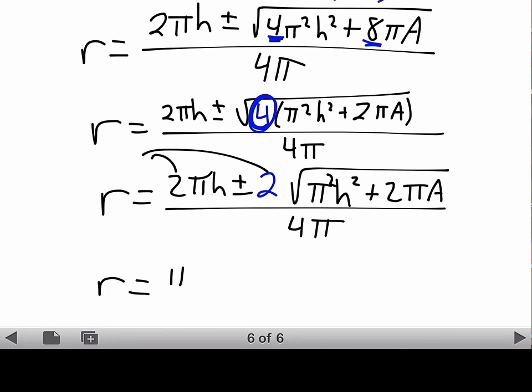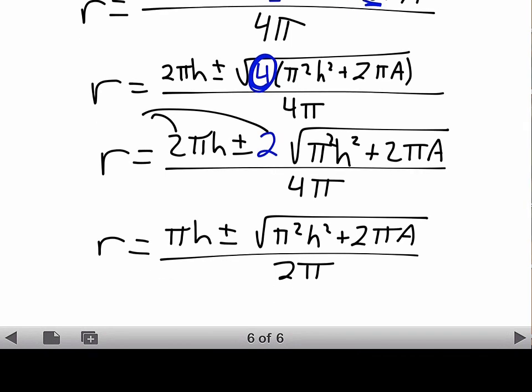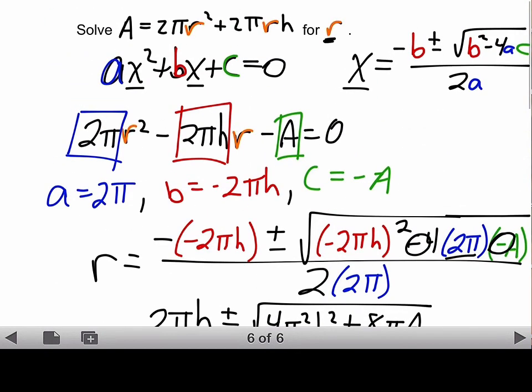R equals pi h plus or minus the square root of pi squared h squared plus 2 pi a all over 2 pi. And there's nothing I can do to further simplify this answer. I don't like the answer, but I don't always have to like it. This is that equation solved for r. That equation, by the way, if I can scroll all the way back up here, happens to be the formula for the surface area of a cylinder. I know you care about that.